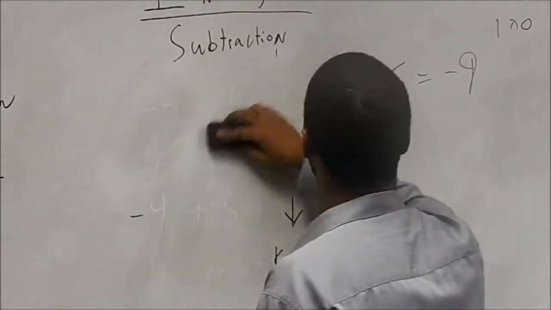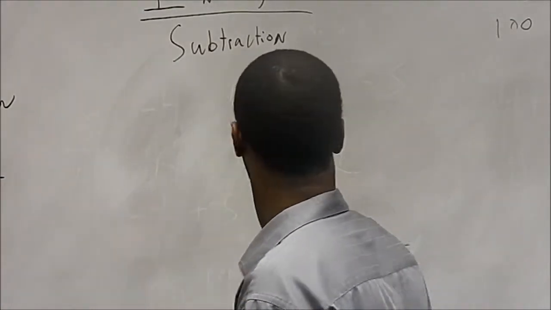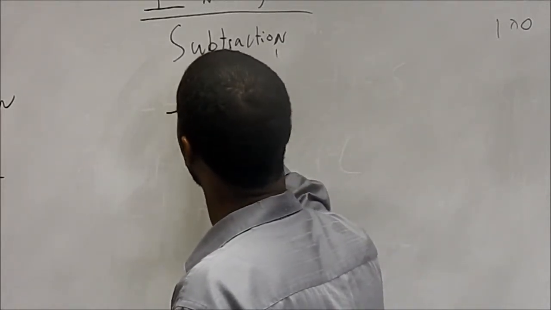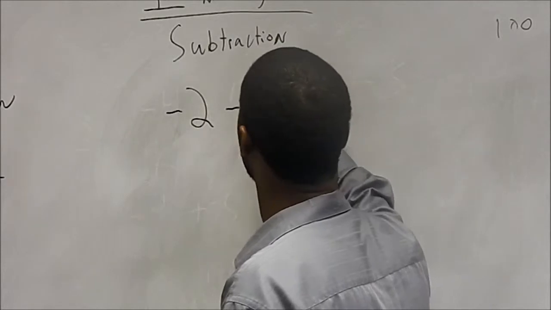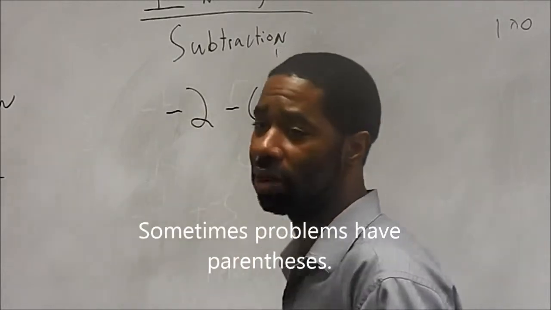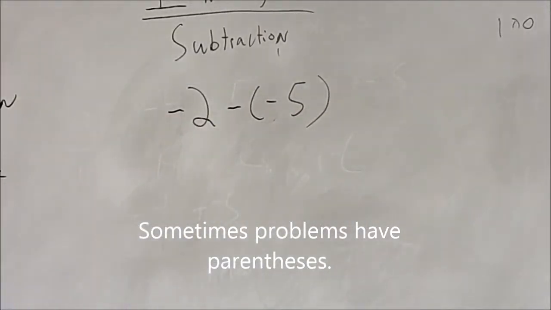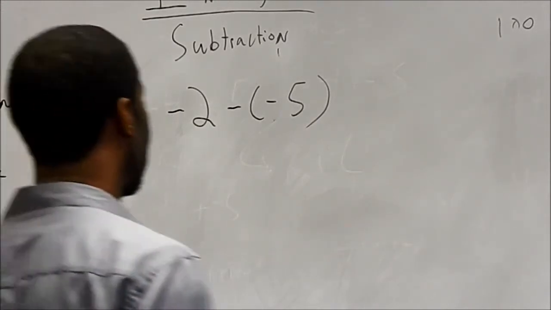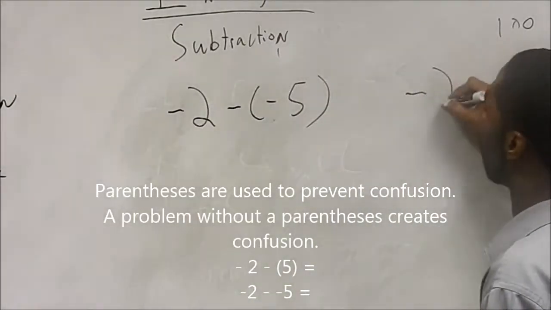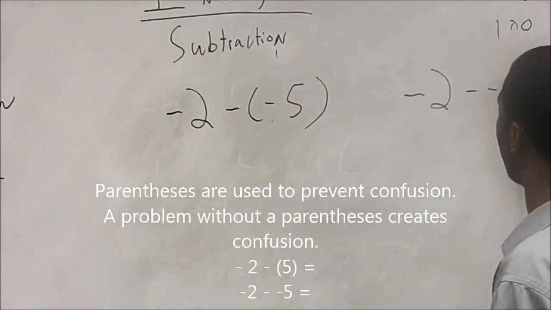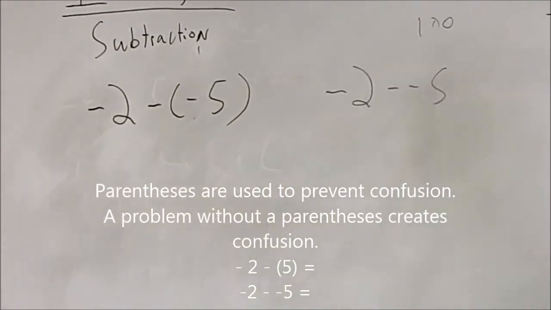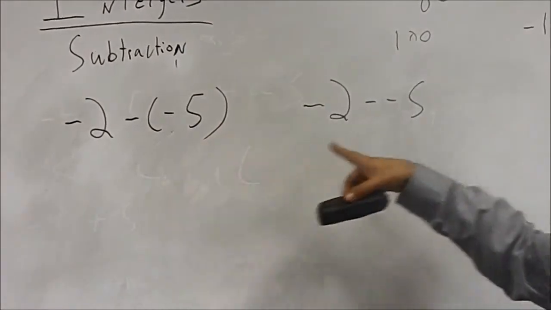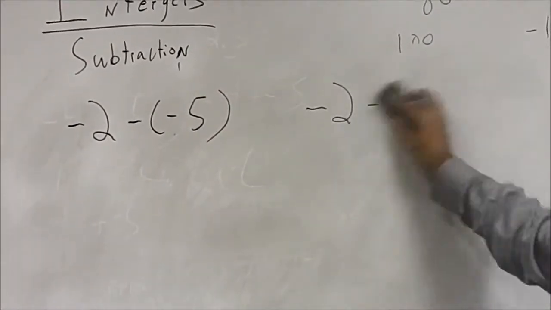Let's try another one. Sometimes when we're subtracting integers, you'll see parentheses. Let's say we have -2 minus (-5). A lot of people ask me, why are those parentheses there? My answer is, say these parentheses weren't here, and I just had -2 with 2 subtraction signs, 5. Doesn't that look confusing? That's why my parentheses are right here, so that I don't have anything that looks like this.